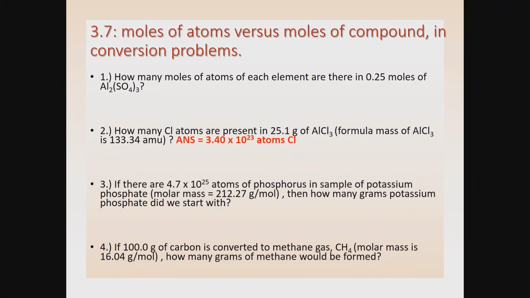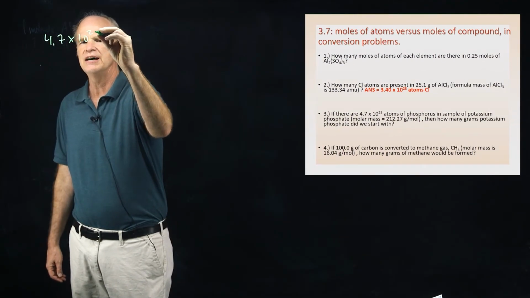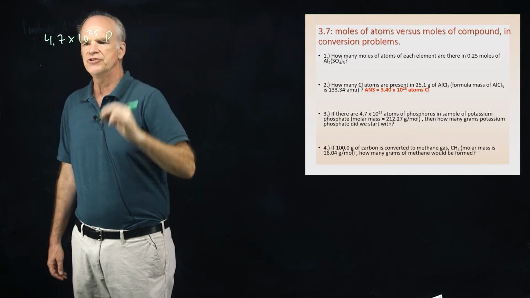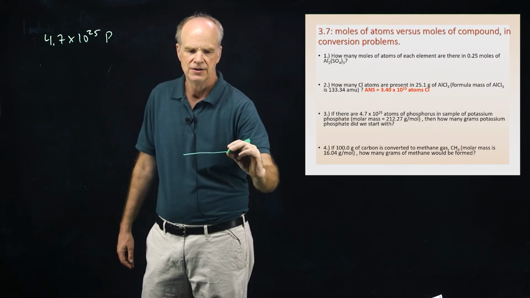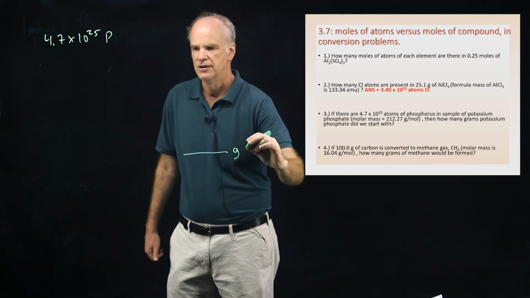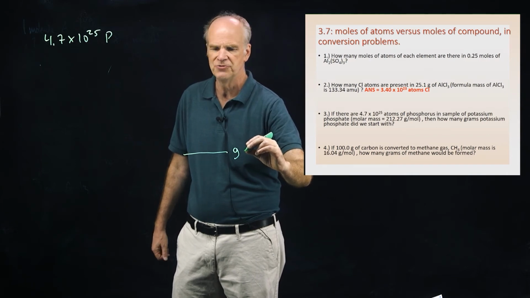Okay. If there are 4.7 times 10 to the 25 atoms of phosphorus in a sample of potassium phosphate, and we have a molar mass for that compound, then how many grams of potassium phosphate did we start with? So here we're starting out with 4.7 times 10 to the 25 phosphorus atoms. And in the end, we want to get grams of the compound that these phosphorus atoms are in, which is potassium phosphate.